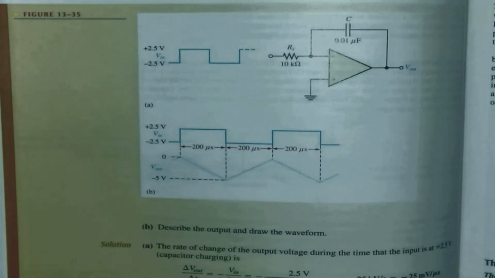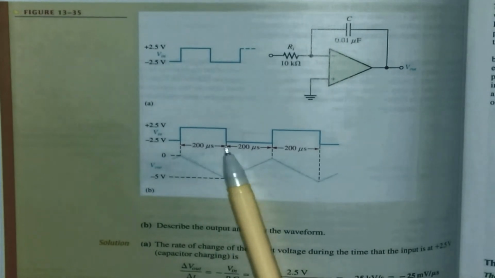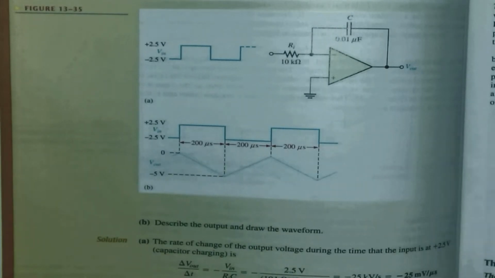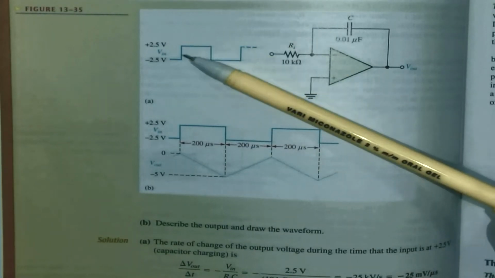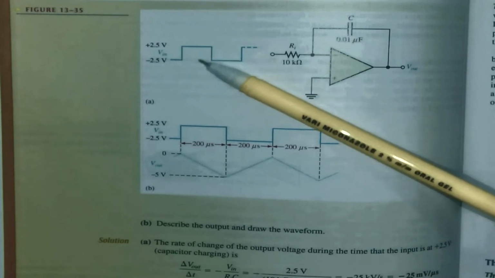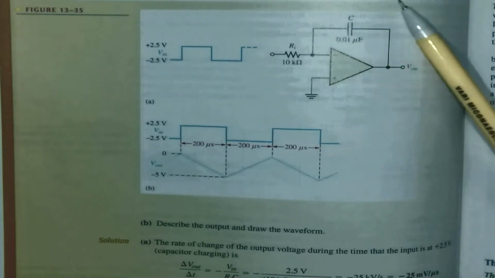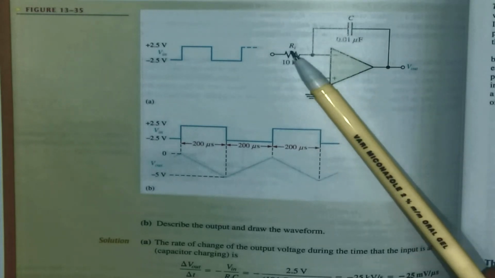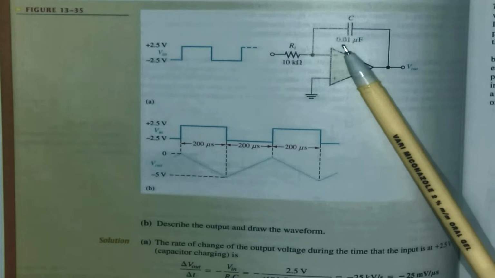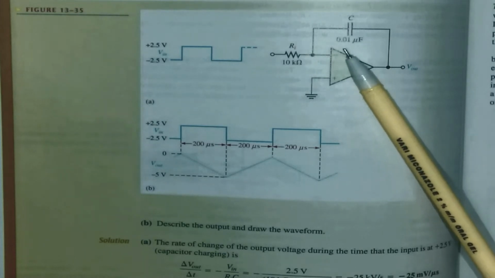All right, I've already told you that the pulse width is 200 microseconds. That means the question is basically wrong. Let's have a look at the circuit diagram. We've got a square wave that goes from plus 2.5 to minus 2.5. Here's a circuit diagram. You can notice that's an integrator. Rin is equal to 10K, and my capacitor value is equal to 0.1 microfarad.